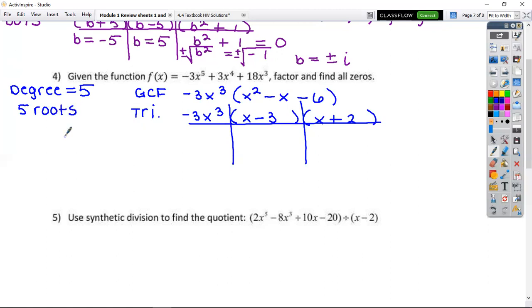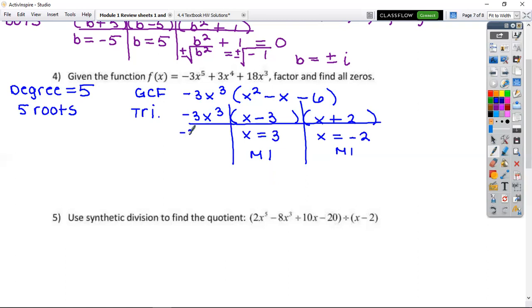I'm going to start with the easy two. This one, flip your sign, x equals negative 2. And it only occurs just once. So I have one answer. Over here is x equals 3. And that only occurs once. So how many answers am I missing? 3 of them. Yep. And that's where this comes in right here.